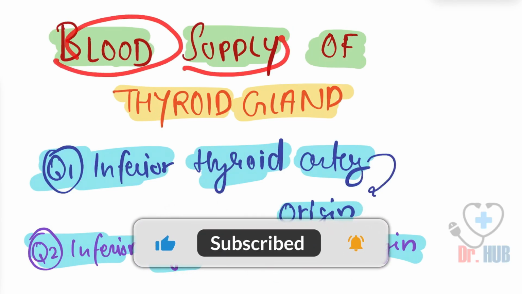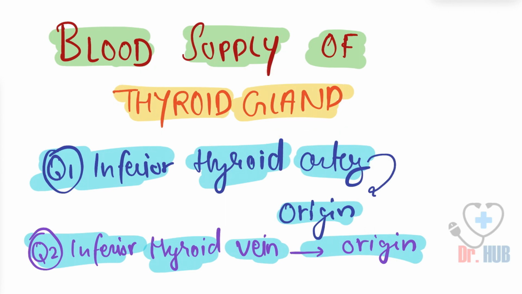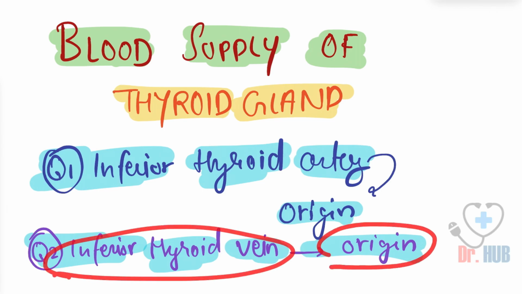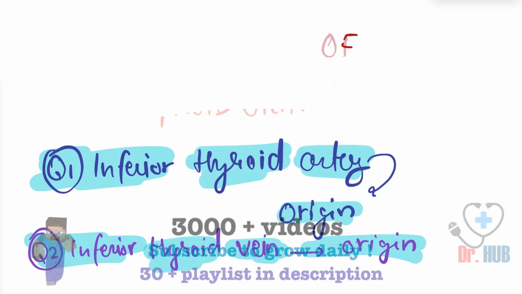Let's look at the blood supply of the thyroid gland. To begin with, some questions. First question: in case of the inferior thyroid artery, what is the origin? The second one: in case of the inferior thyroid vein, what is the origin? In this video, we'll find the answers to these questions and learn in detail about this topic.